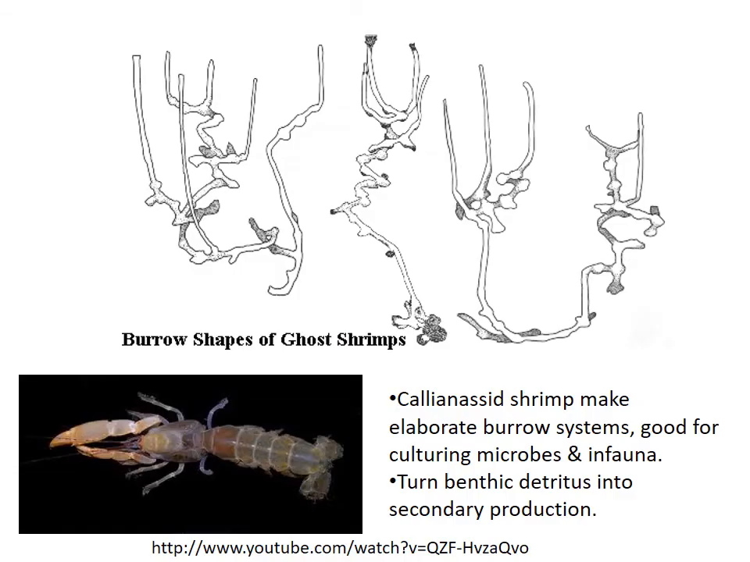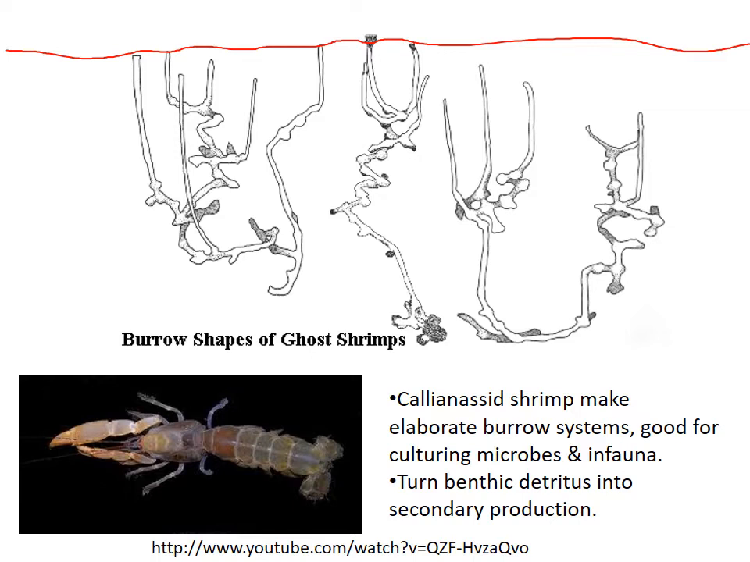So ghost shrimps, the callianassid shrimps, this is supposed to be the surface of the sediment here. And this cutaway view shows that they build these really elaborate networks of burrows, and they live beneath the sediment pretty much all the time. That's why their bodies are sort of pale and poorly defended.